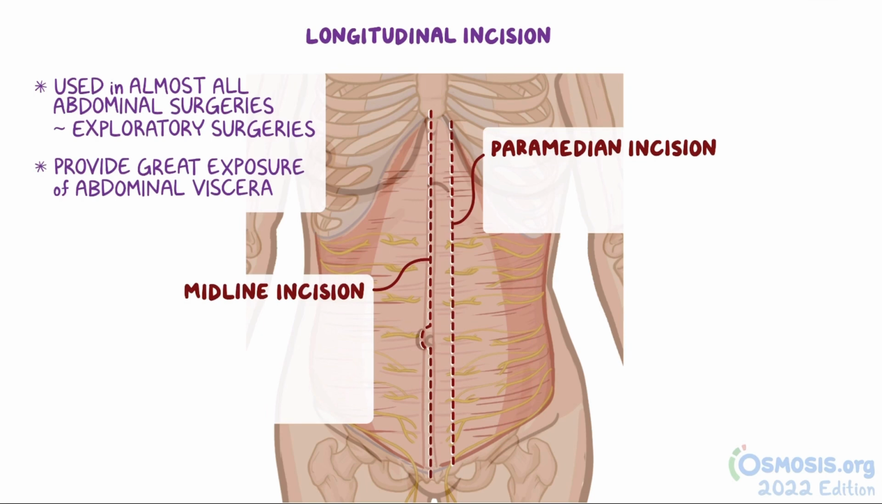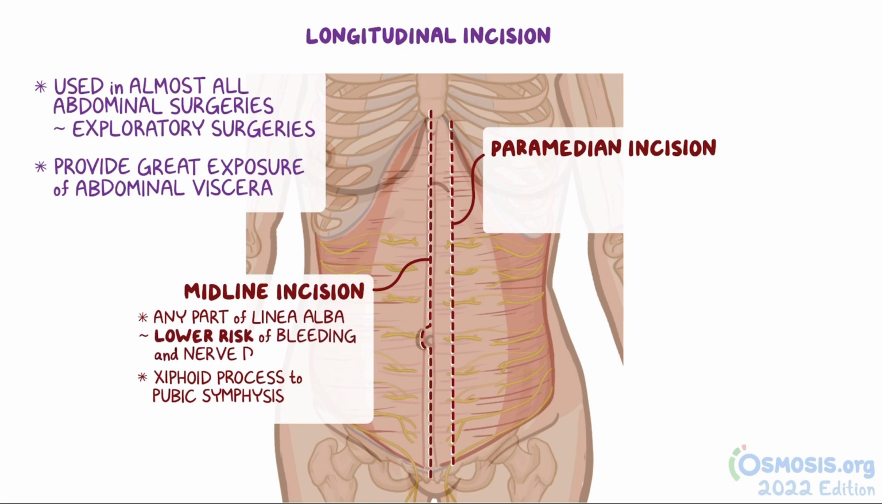The midline or median incision is made along any part or length of the linea alba, so from the xiphoid process all the way towards the pubic symphysis. This type of incision is preferred because the linea alba only has small vessels and nerves, so there's a lower risk of bleeding and nerve damage.